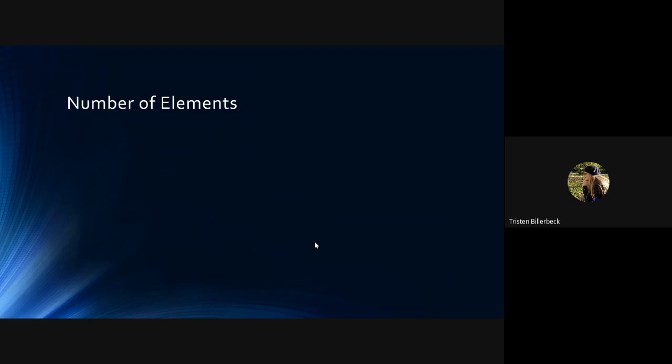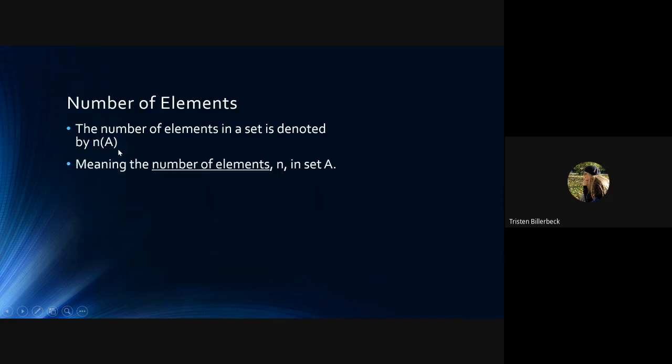So the number of elements in a set is denoted by n(A), the number of elements in set A. Given D equals {1, 3, 6, 8, 15, 16} as a set, the number of elements in D are 1, 2, 3, 4, 5, 6. There's 6 things in the set. So there's 6 different elements in set D.